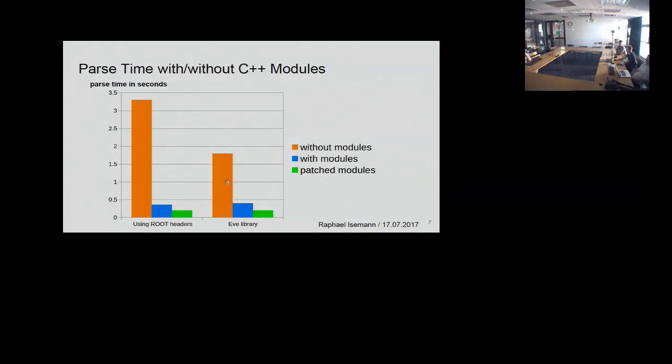On the right side, we are in the interpreter case. We take around 1.7 seconds without modules, and with modules, again, we're using a tenth of the time, and the patch again cuts this in half. So these are the kinds of optimizations we are aiming for, in terms of speed and memory, for the interpreter when we move it to use C++ modules.